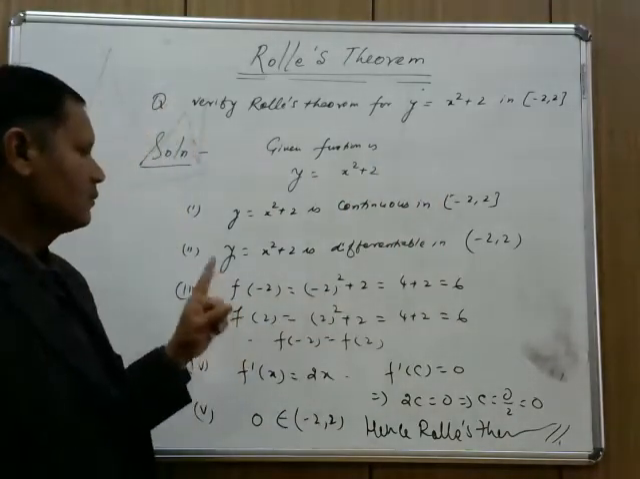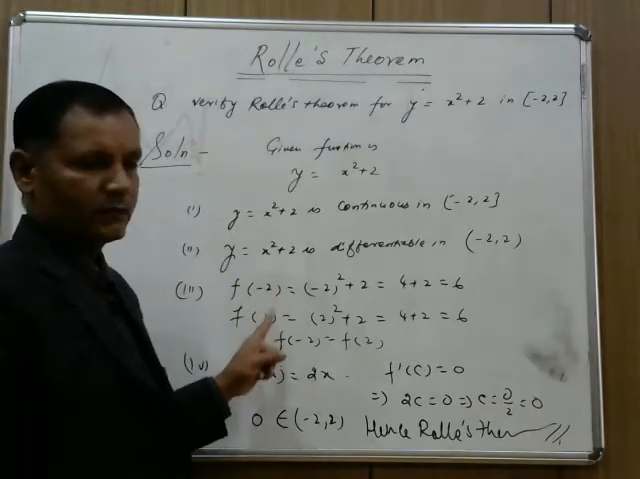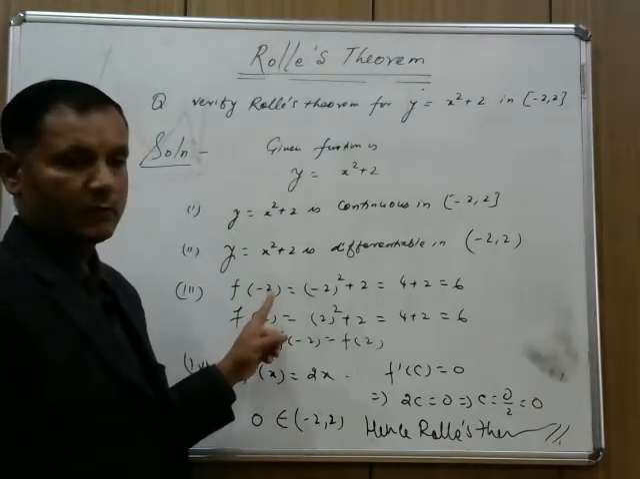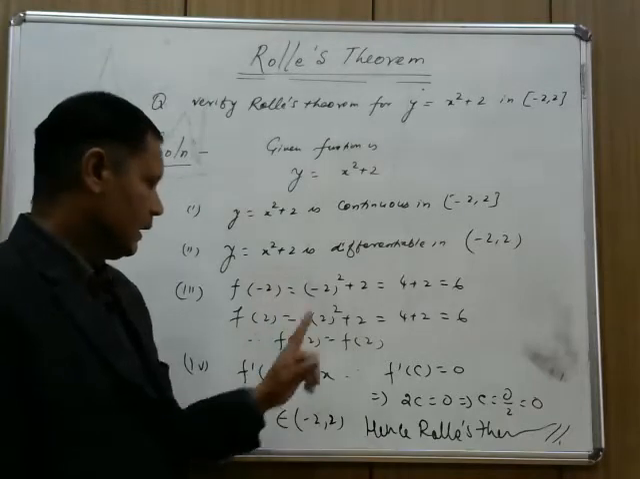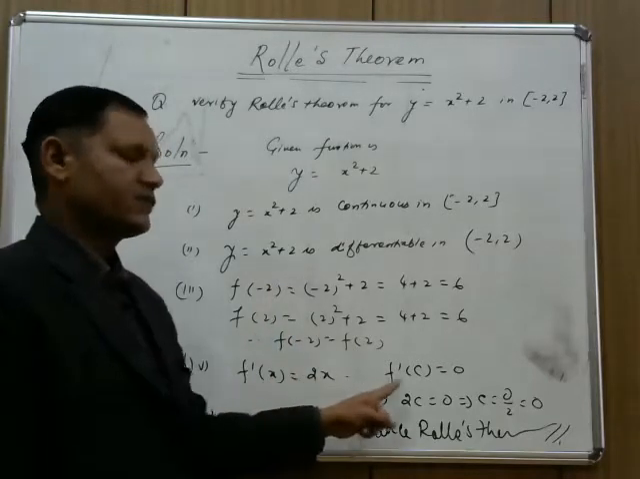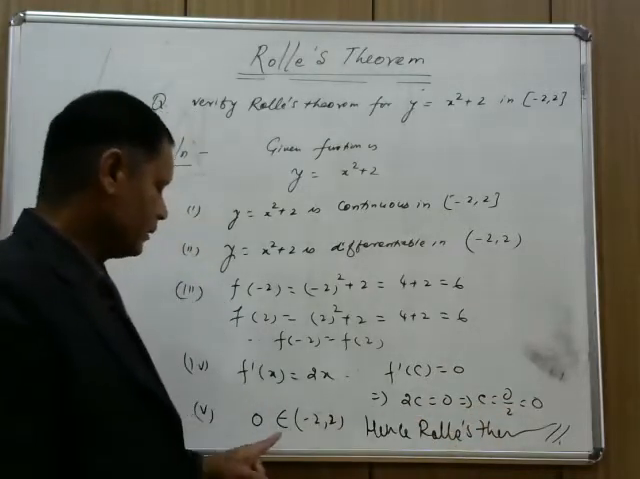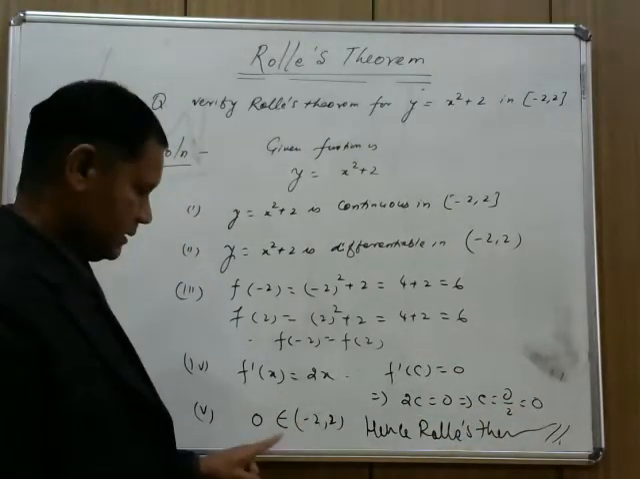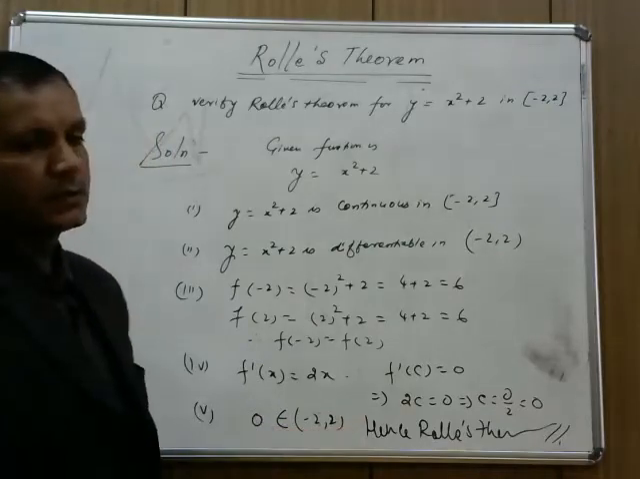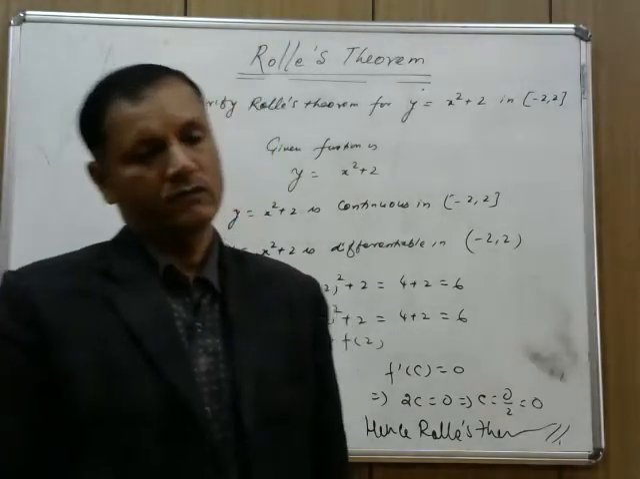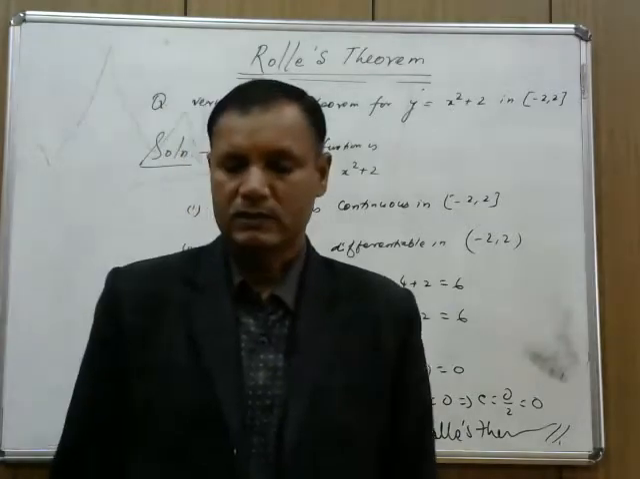Third, we will find out the value of f of a and f of b. Here we have calculated the value of f of minus 2 and f of 2. After that we will find out f dash of c equal to 0, and after getting the value of c we have to check whether it lies in the given interval or not. Yes, here 0 lies between minus 2 and 2, and hence Rolle's theorem is verified. I think now it is clear.